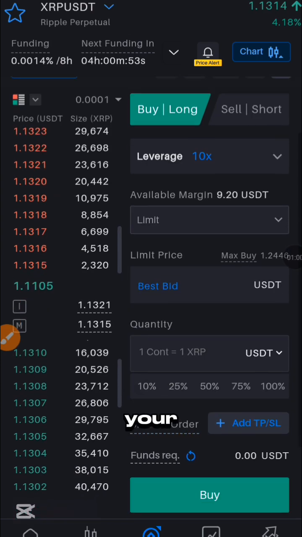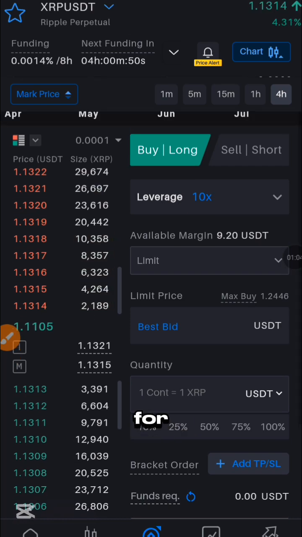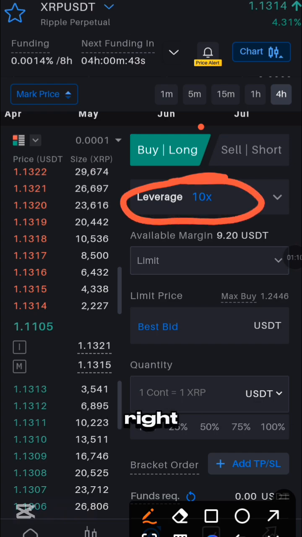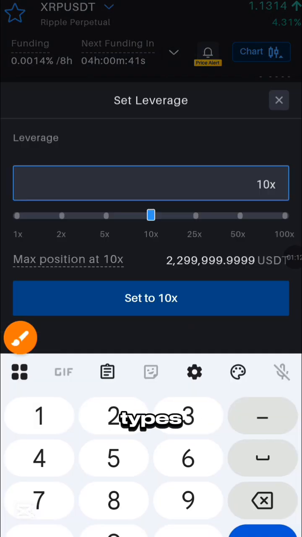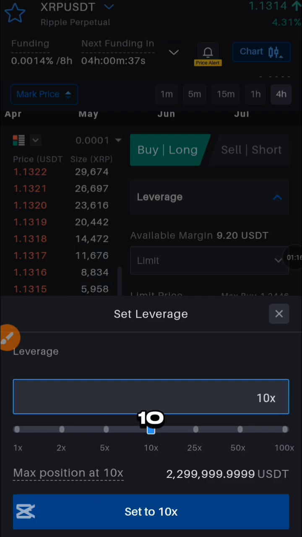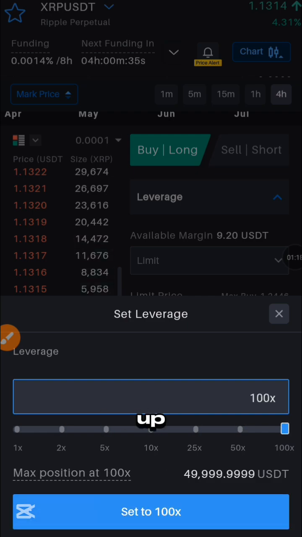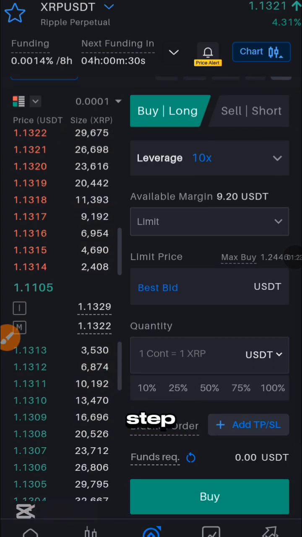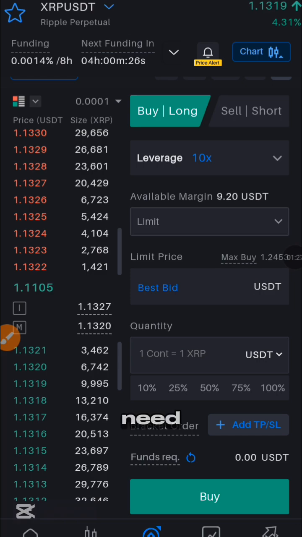Alright, if you open your crypto exchange, you can see right here, this is where they put in leverage, and you'll be seeing different types of leverage right here. You can be seeing 1x leverage, 2x, 5x, 10x, 20x, 50x, up to 100x leverage. So in this video, I'm going to be breaking down step by step how to understand leverage. But first of all, we need to understand what is actually leverage.